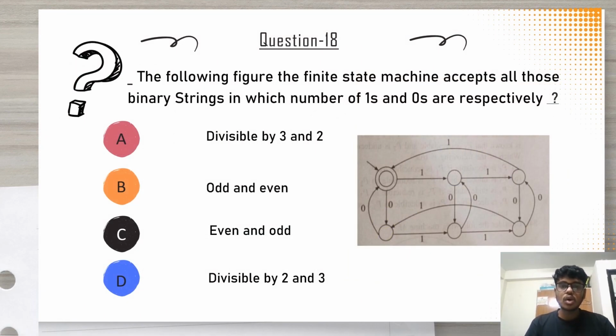So today we are going to solve question number 18, that is, in the following figure the finite state machine accepts all those binary strings in which the number of ones and zeros are respectively. By looking at this figure we have to find which of the given four options is correct. Option A is divisible by 3 and 2. Option B is odd and even. Option C is even and odd. And option D is divisible by 2 and 3. So let's find out the correct option with proper explanation as well.